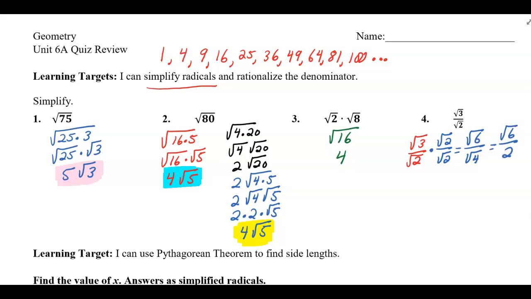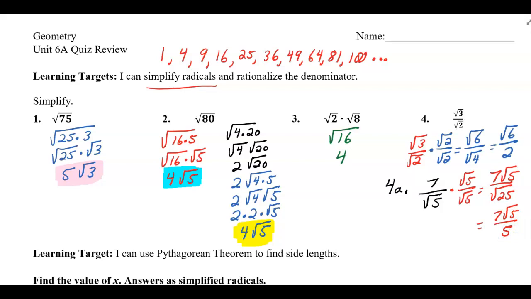I'm going to give another quick example. I'll call this problem 4a. Suppose I had 7 divided by the square root of 5. Well, here I would want to multiply by square root of 5 divided by square root of 5. Multiplying across, that's 7 square root of 5 over square root of 25. That simplifies to 7 square root of 5 over 5.